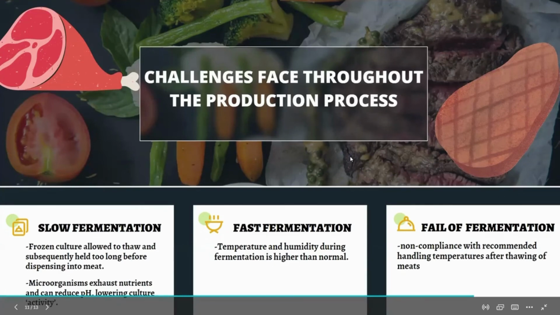Next, during the production of fermented meat, we will also face the challenge of fast fermentation of meat. This is because the temperature and humidity during fermentation are higher than normal. Moreover, the third challenge that will happen during meat fermentation is the failure of meat fermentation. This will occur when there is non-compliance with the recommended handling temperature after thawing of meat, because any bacteria that may have been present before freezing can begin to multiply rapidly.